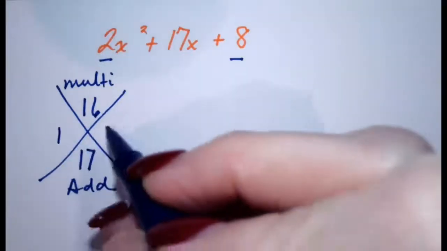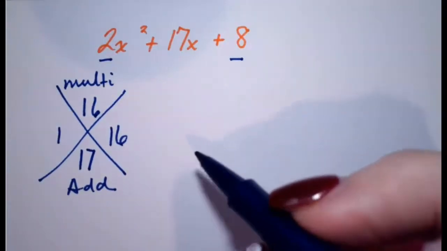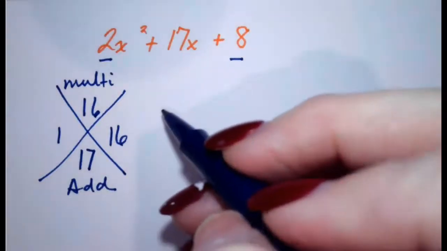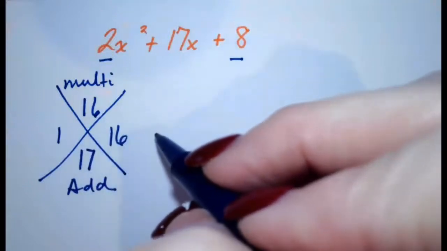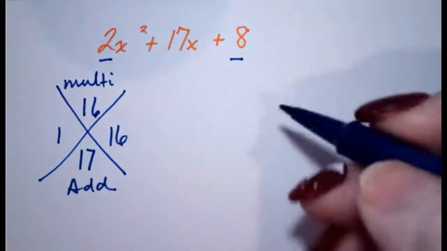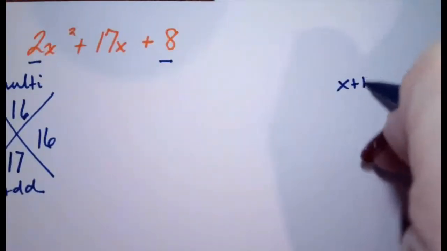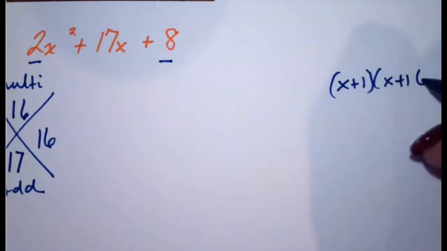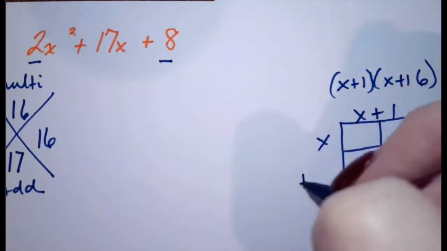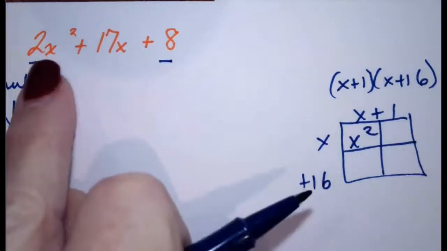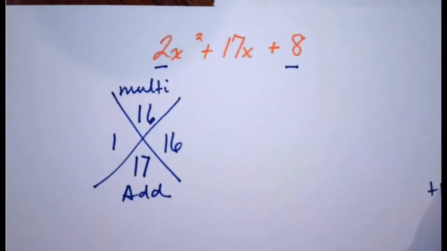Well, that's easy. That's 1 and 16, isn't it? That's not bad. But here's where it has to change. Before, we just wrote x plus 1 and x plus 16, but that won't work. If you think about it, let me go over here. If I wrote x plus 1 and x plus 16, and then I multiplied them back, is it going to give me 2x squared? No. So something's really wrong right here, isn't it?